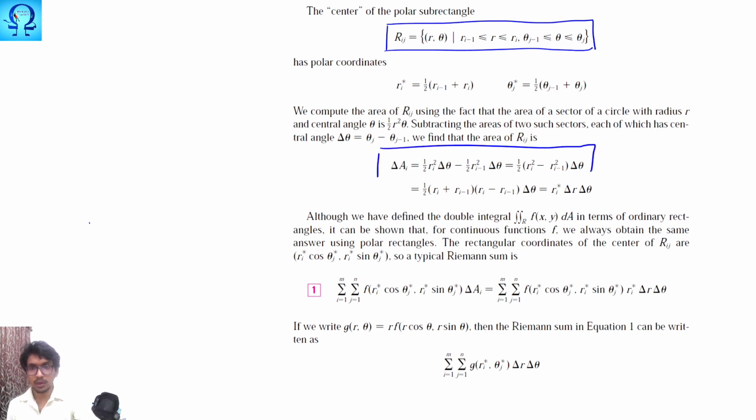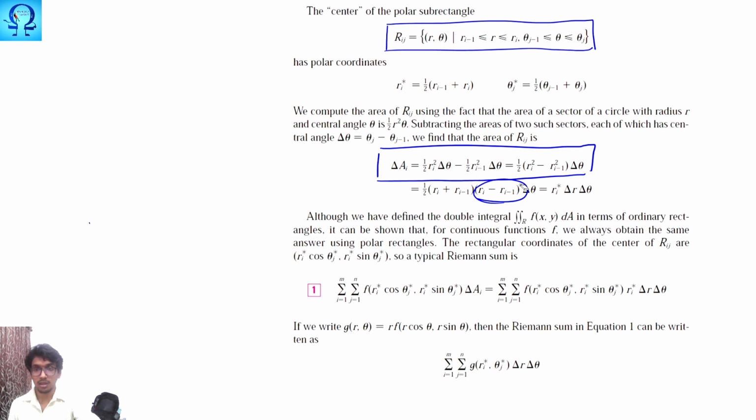So that way this is written. From here you can take half outside, and from this you take half outside and delta theta outside. So you are left with ri square minus r_{i-1} square, which is in the form of a square minus b square. Hence we may write it as a plus b multiplied with a minus b. So this is the central coordinate.